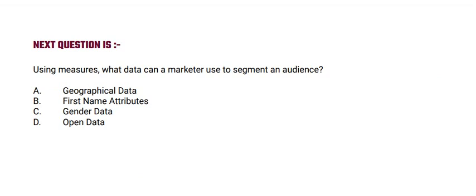Next question is, using measures, what data can a marketer use to segment an audience? Options are Option A, geographical data. Option B, first name attributes. Option C, gender data. And option D, open data. The correct option is option D.